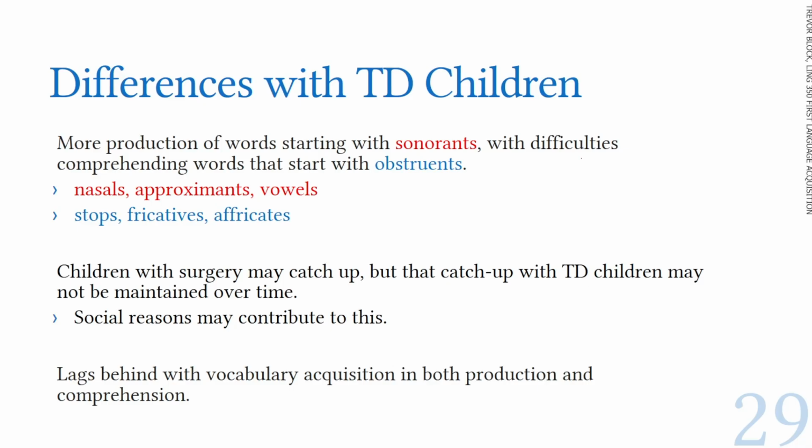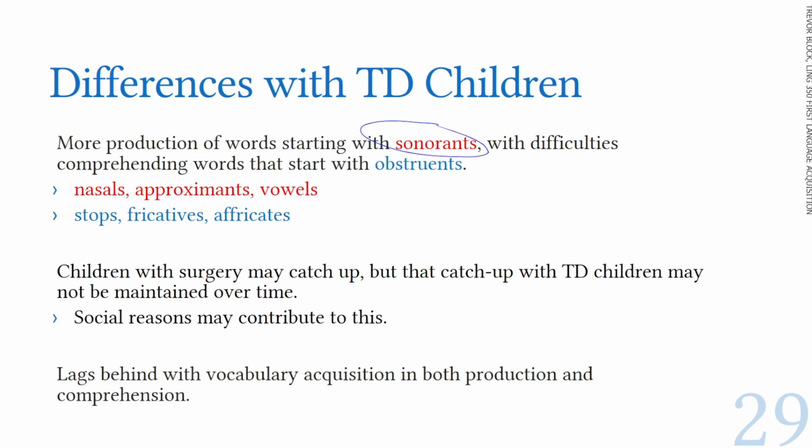Okay, so the last slide for this section is the differences with typically developed children. So for kids with cleft palate, they'll use more words that start with sonorants. Again, they have difficulties with obstruents. And sonorants have equal air pressure inside and outside the mouth, which means there's no obstruction. So, you know, if you have issues with your upper lip and cleft palate, that just makes sense.